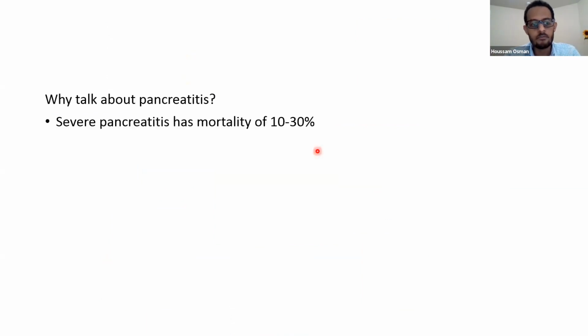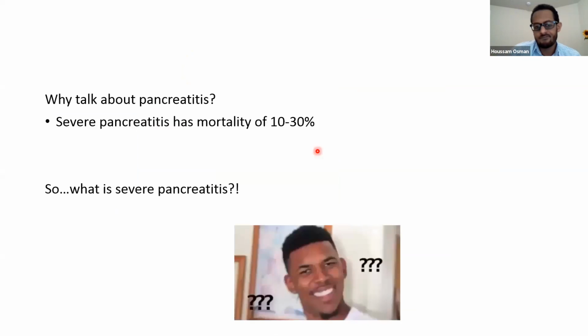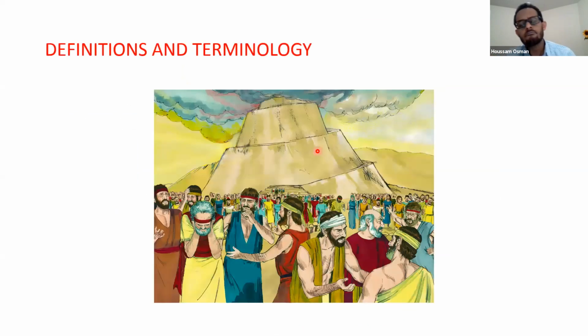So the question: why do we talk about pancreatitis? What are we trying to do for this patient? The reason we need to talk about it is because severe pancreatitis has a mortality of 10 to 30%. So it's a serious disease. The question is, what is severe pancreatitis? How do we define severe pancreatitis?